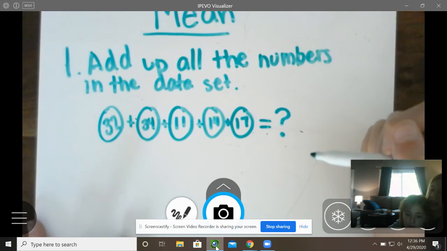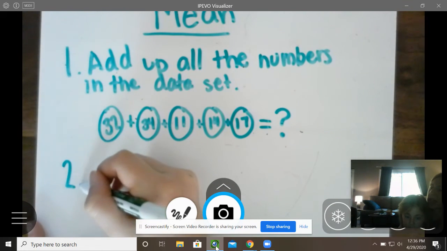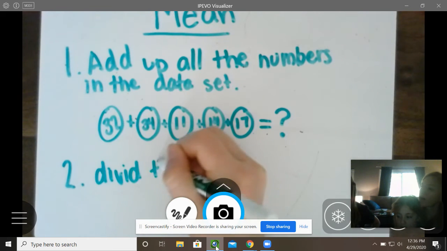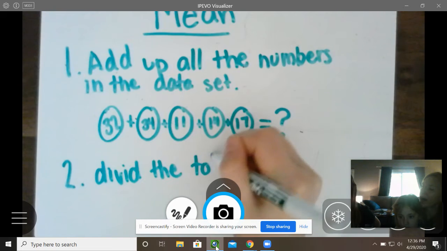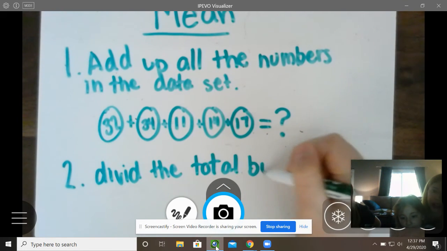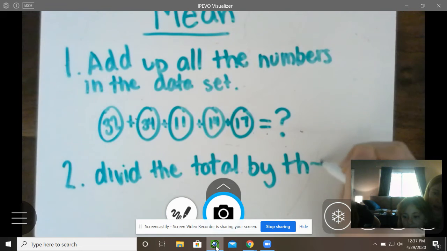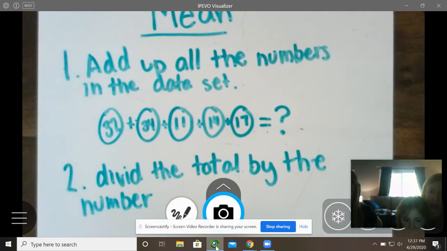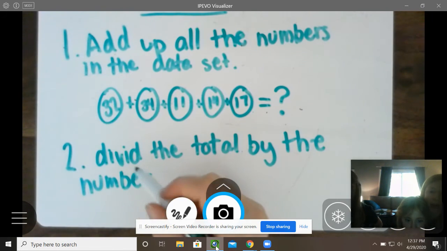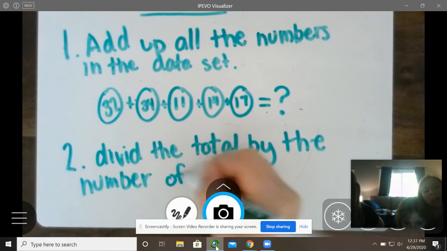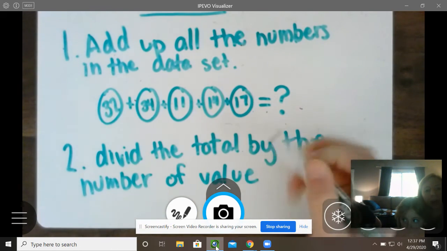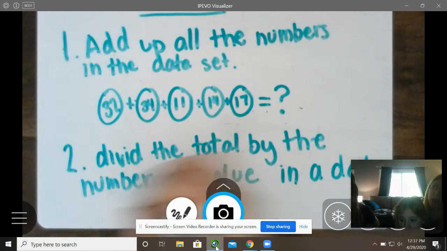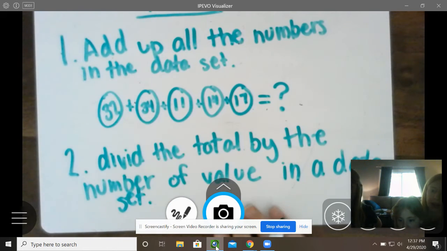You're going to do step 2. And step 2 is divide the total by the number of values in the data set, which is 5 because there are 5 people in that family. They're all different ages. So once you add up the total, you're going to divide it by the number that you surveyed. If you were not doing it with ages, you might be doing it with sports scores. You might add up all of the points and then divide it by how many games that football player played.